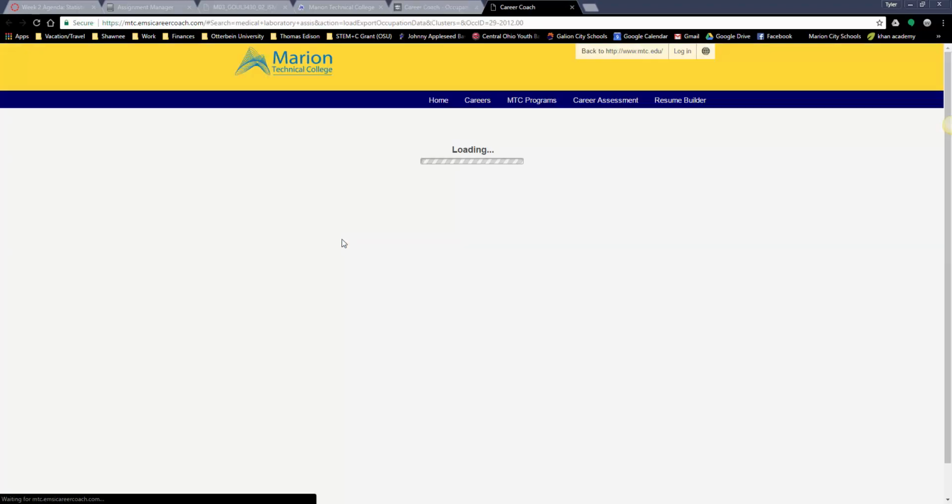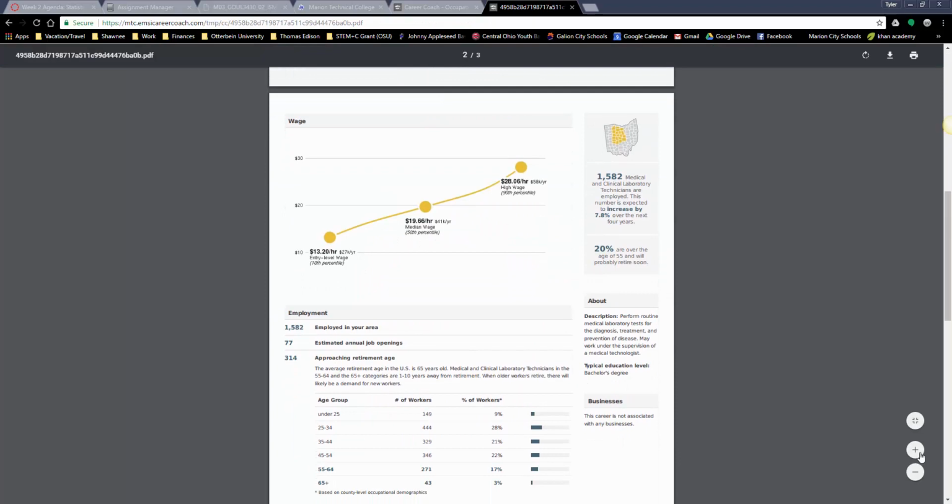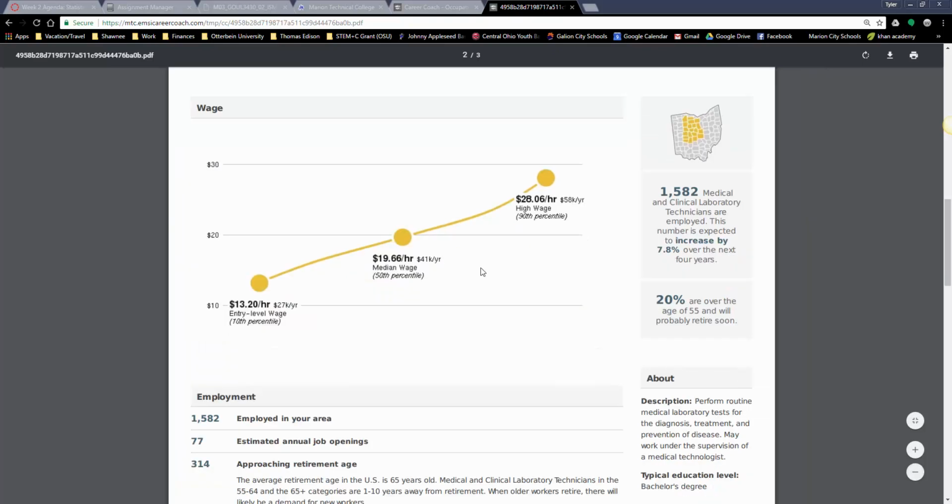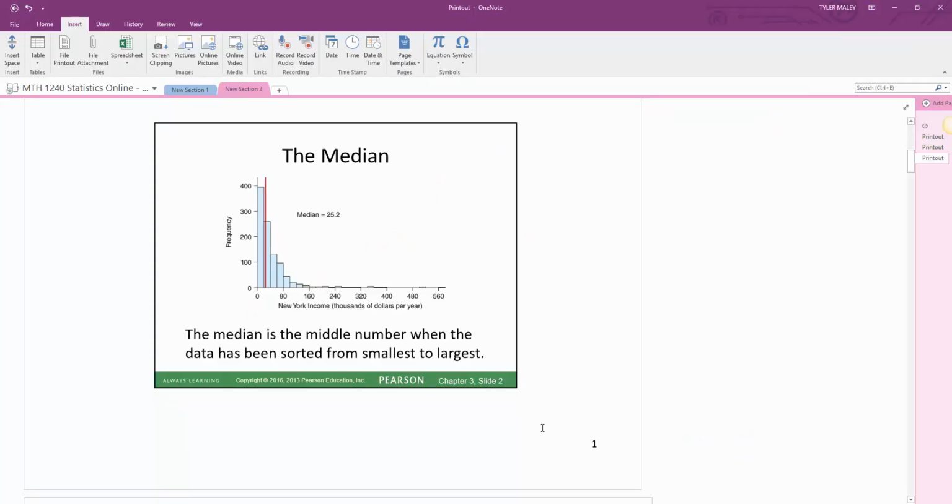If we download the PDF, then we get to this chart. Here is where it says the median. The median is $19.66 an hour or $41,000 a year. So if I go back to my notes, what we found is that the median is $41,000 for medical laboratory technicians in this area.